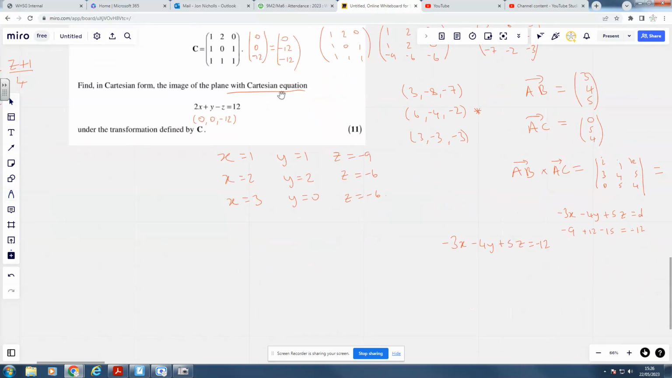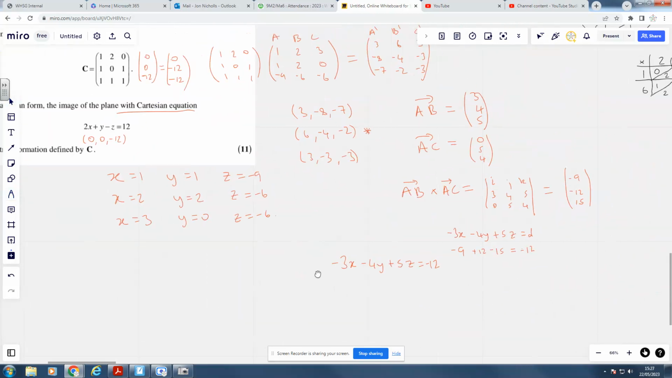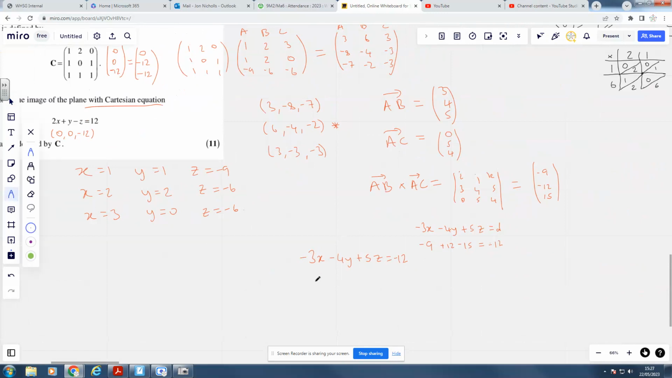So that transforms to that. So this point, (0, -12, -12), should lie on this plane. I wonder if it does. Let's have a look. 0 plus 48 minus 60. Does that equal minus 12? Yes, it does, yeah? So I'm sure I've got it right.